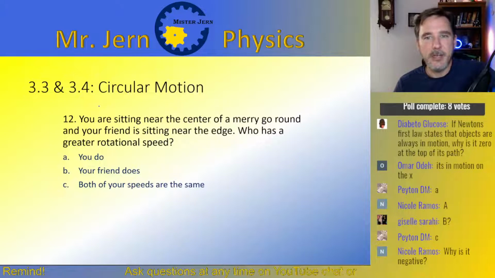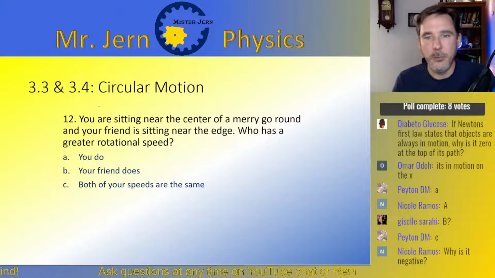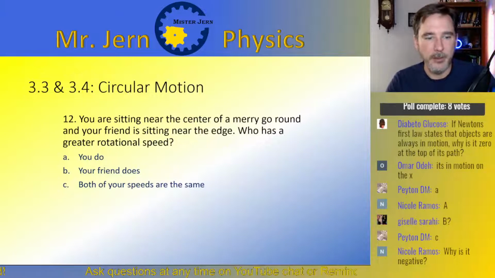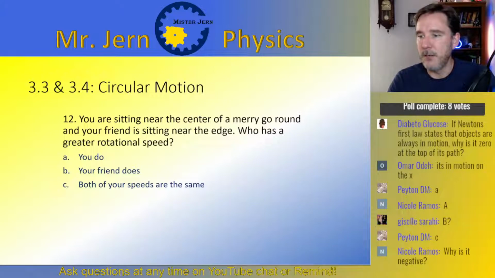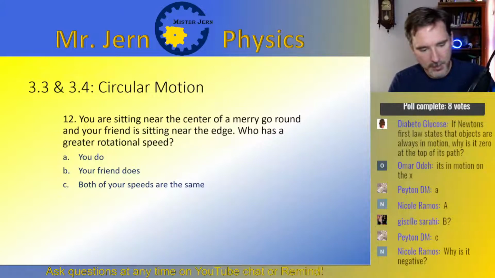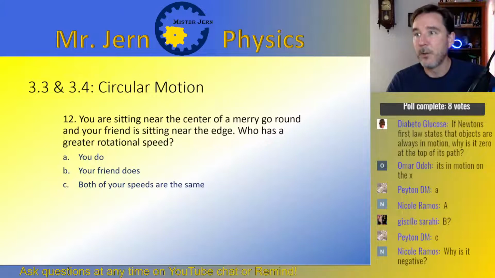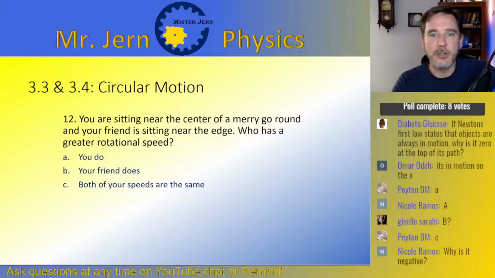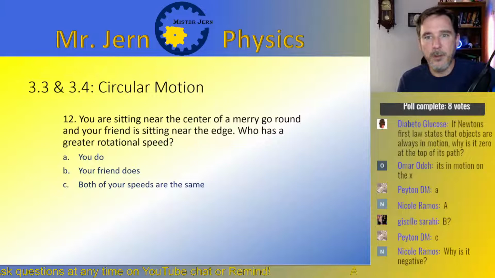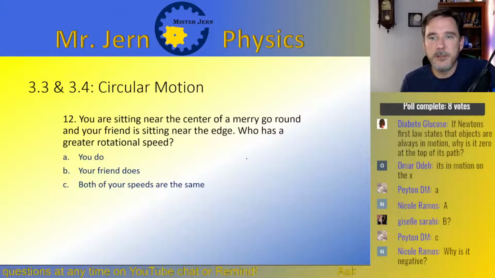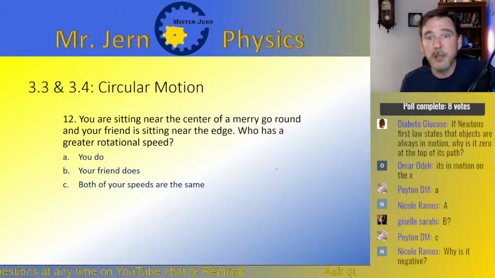So, question: you're sitting near the center of a merry-go-round and your friend is sitting near the edge. Who has the greater rotational speed? Is it A, B, or C? You, near the center, or your friend near the edge?